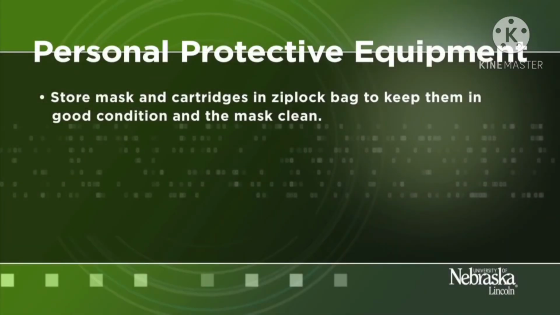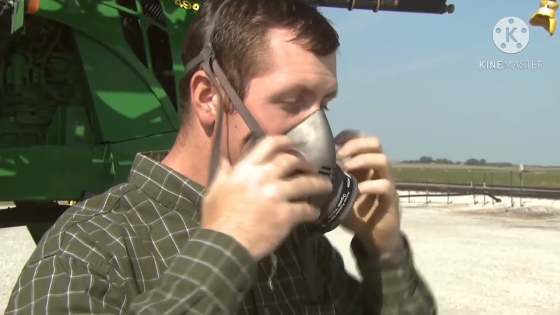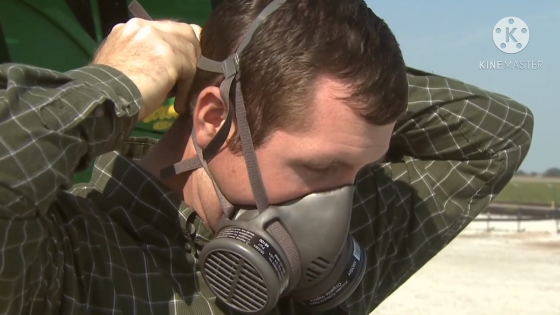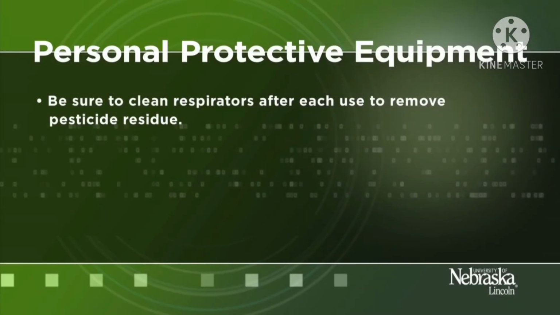Store mask and cartridges in a Ziploc bag to keep them in good condition and the mask clean. Replace cartridges as needed, such as after 8 hours of continuous use. Do seal checks and ampule testing before each use to ensure proper fit and to determine if the cartridges are fitting properly. Be sure to clean respirators after each use to remove pesticide residue.